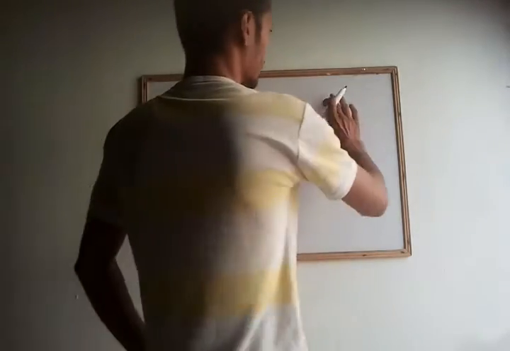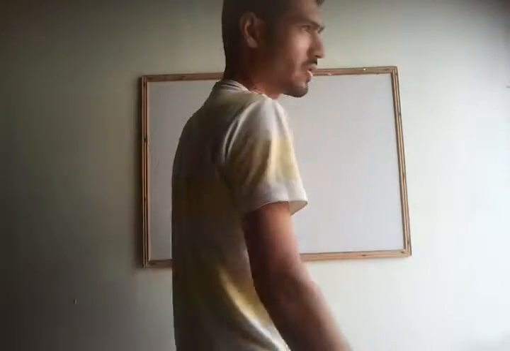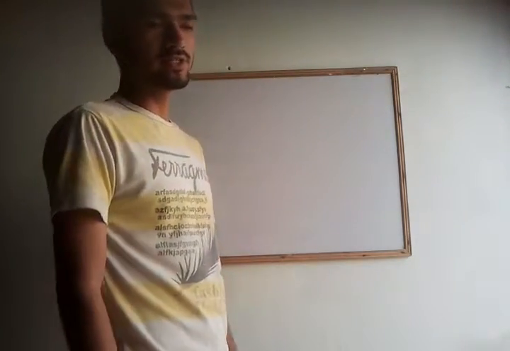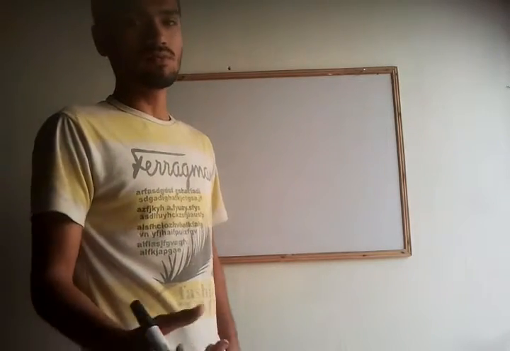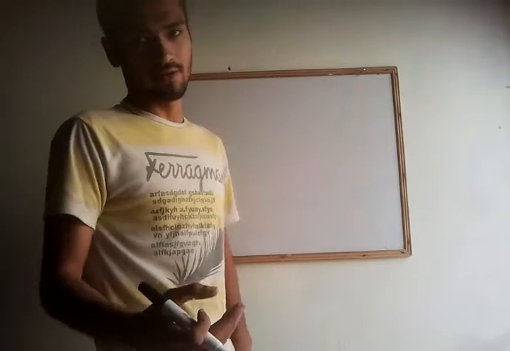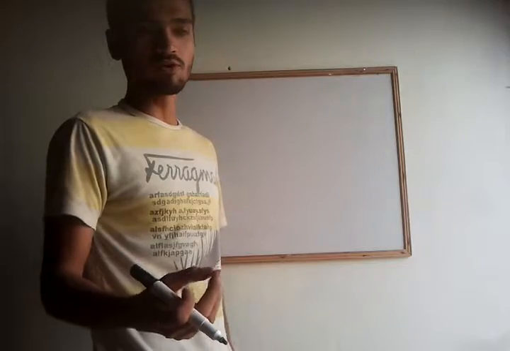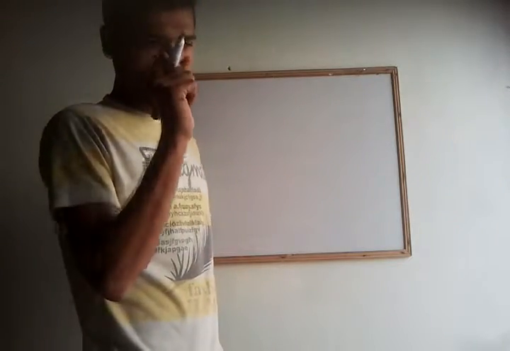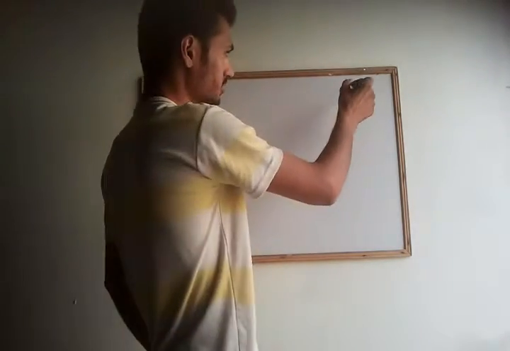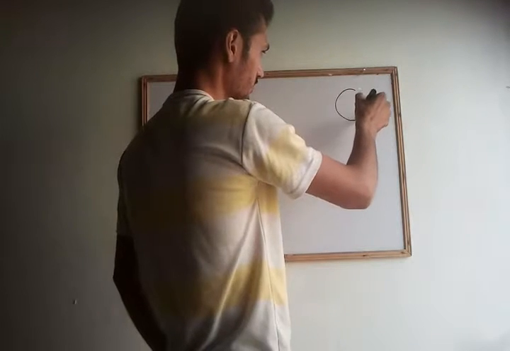Firstly, what is atomic radius? Atomic is derived from atom. So the radius of an atom is called the atomic radius. What is the atomic radius? Let me explain with a diagram.